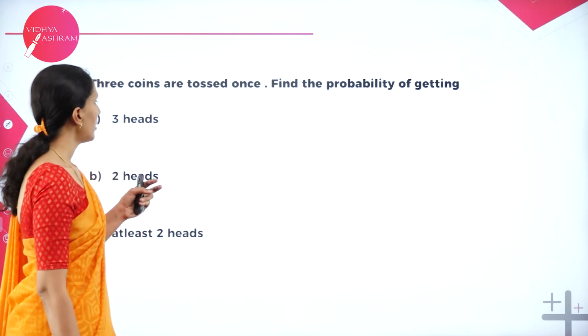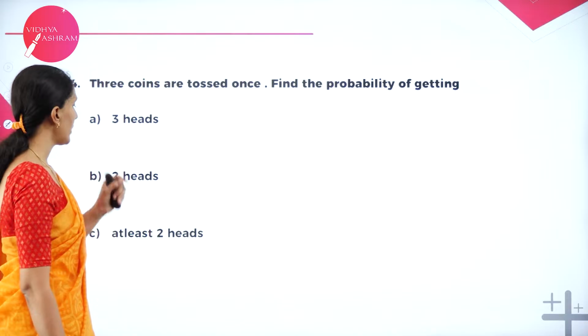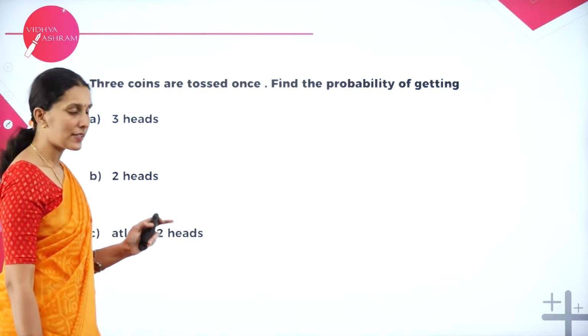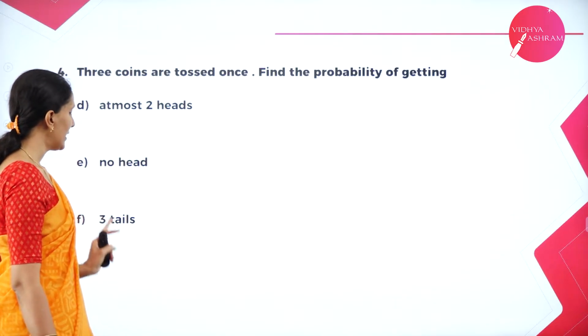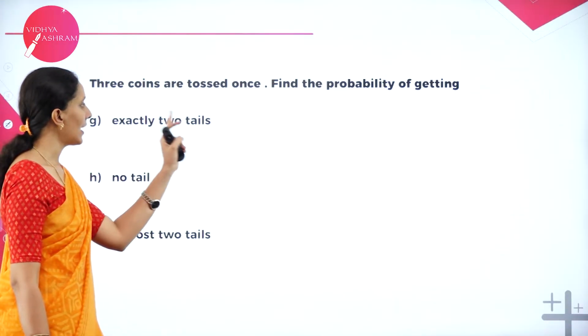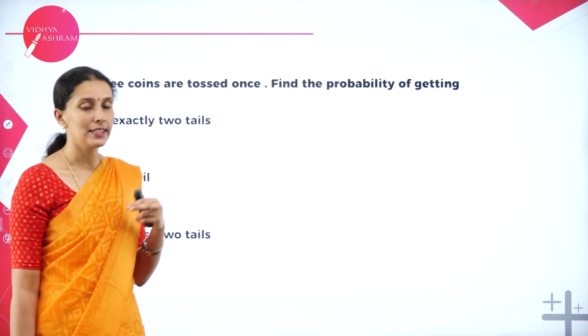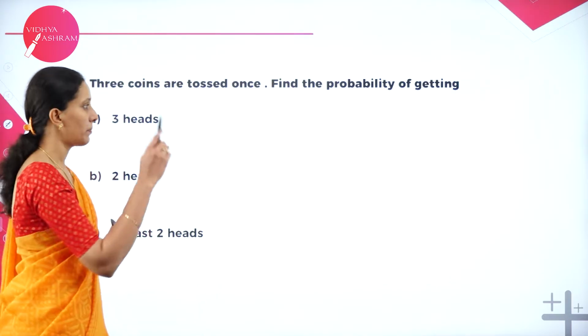Next question. 3 coins are tossed once. Find the probability of getting 3 heads, 2 heads, at least 2 heads. And for the same question we have at most 2 heads, no head, 3 tails, exactly 2 tails, no tail, at most 2 tails. Let us study all these cases. So first let us write the sample space for this.